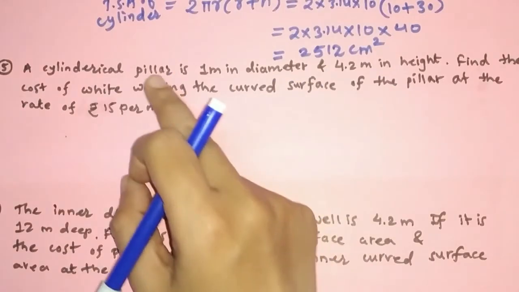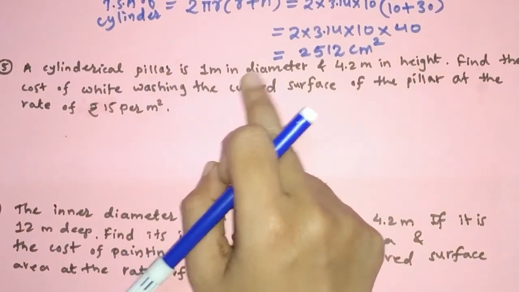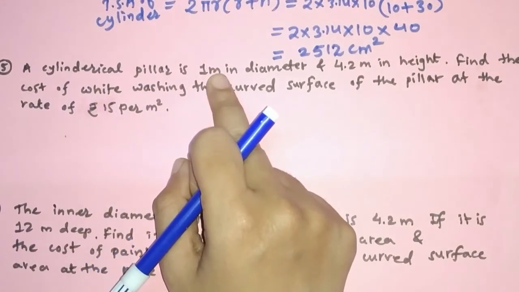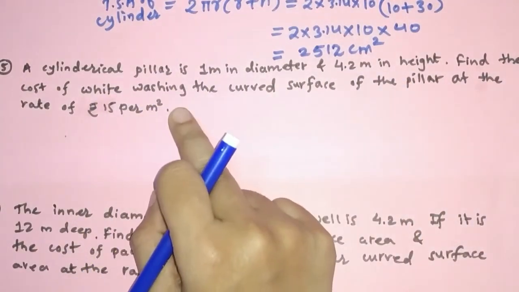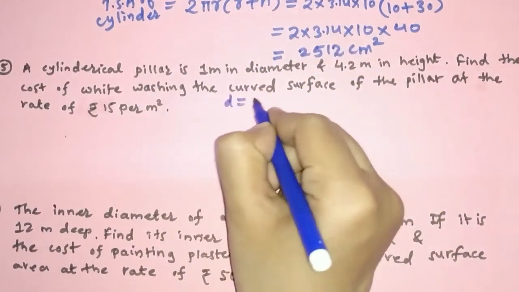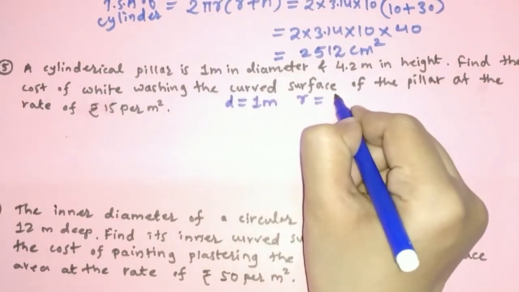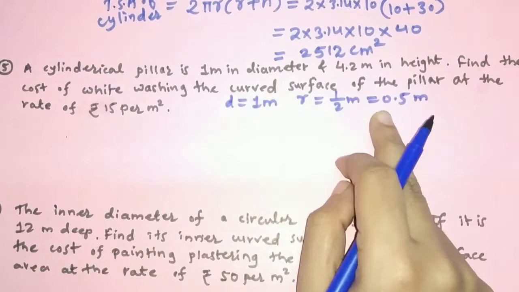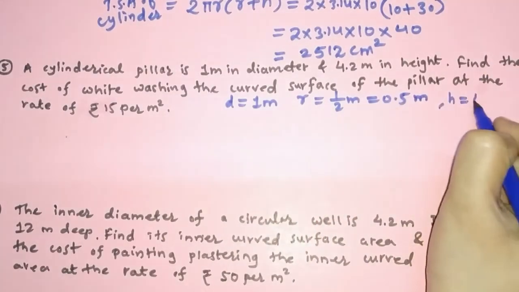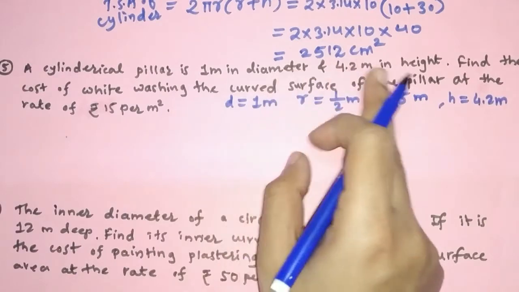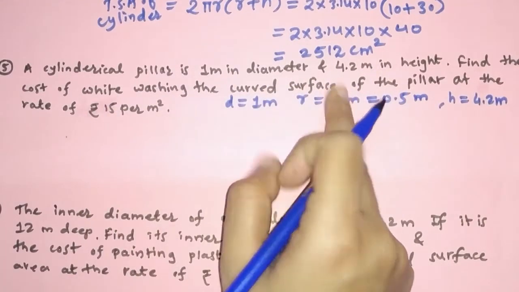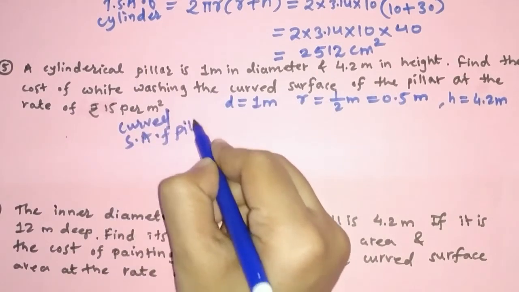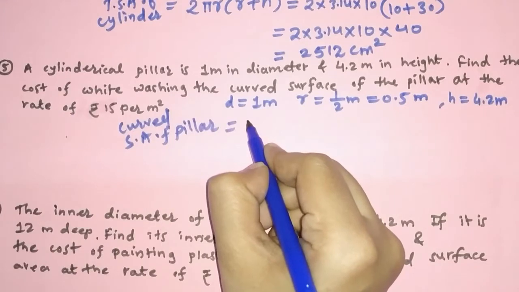So now the next question is, a cylindrical pillar is 1 meter in diameter and 4.2 meter in height. Find the cost of whitewashing the curved surface of the pillar at the rate of 15 per meter square. Here diameter is given as 1 meter, so radius is going to be 1 by 2 meter, that is 0.5 meter. And height is given as 4.2 meter. We have to find the cost of whitewashing the curved surface of the pillar. So here we will find the curved surface area of the pillar. We know that the formula is what? 2 pi rh.